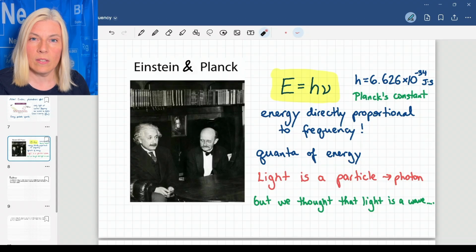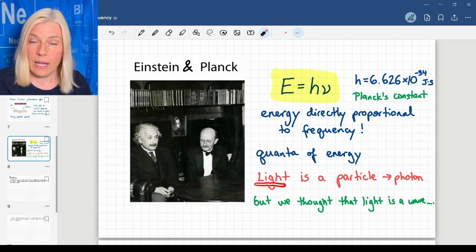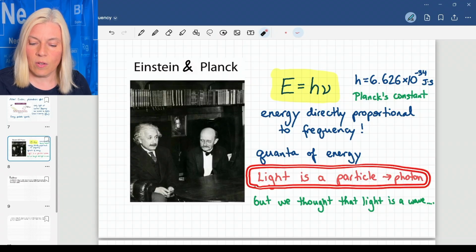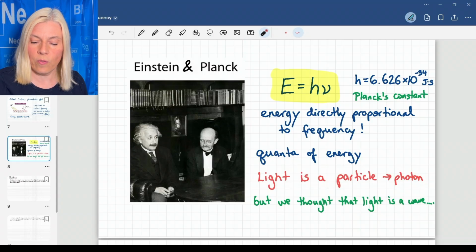And here's the big thing. He makes a jump and says, wait a minute. If we have these packets of energy, this quanta of energy, that means light, which is energy, is a particle. He calls these particles of light photons. This is why he gets a Nobel Prize, because we always thought light is a wave. Remember, that's how we started our discussion. Light is a wave, part of the electromagnetic spectrum. And now Albert Einstein says light is a particle. What? Where would this lead us?